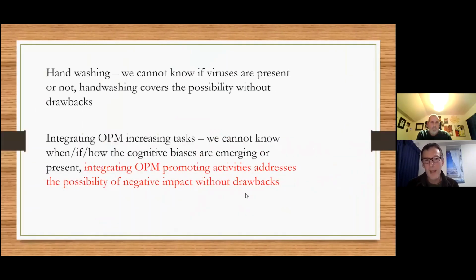So this, just to go back to hand washing, over the last couple of years, we've all done a lot of hand washing, a lot of disinfecting. But basically, you don't know if viruses are on your hands or not. But hand washing can cover that possibility without any drawbacks. So our suggestion is that if we integrate open-mindedness increasing tasks, first, we don't know if, how, when cognitive bias is emerging or present. It's just too difficult to know that. But by putting open-mindedness promoting tasks, you're covering that possibility whether or not it happens. And there's no drawbacks. I couldn't find any research which suggests that promoting open-mindedness is a bad thing.